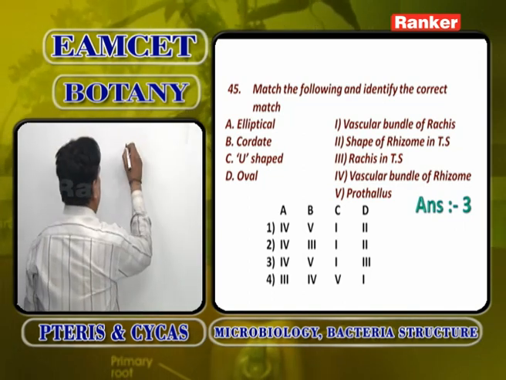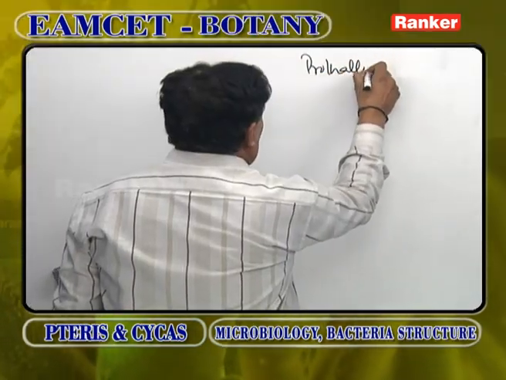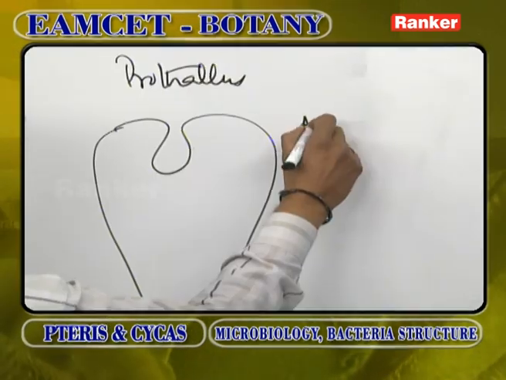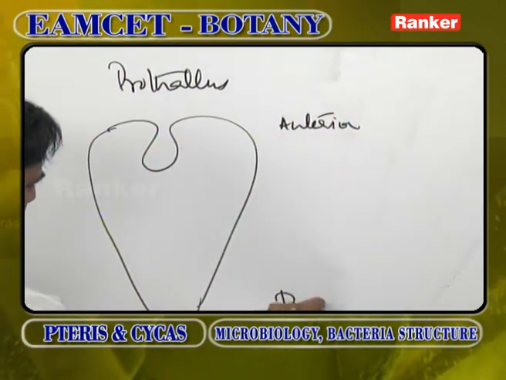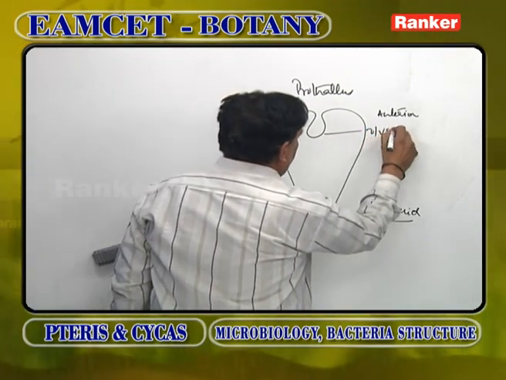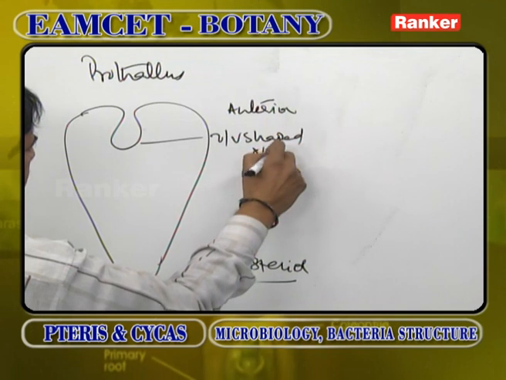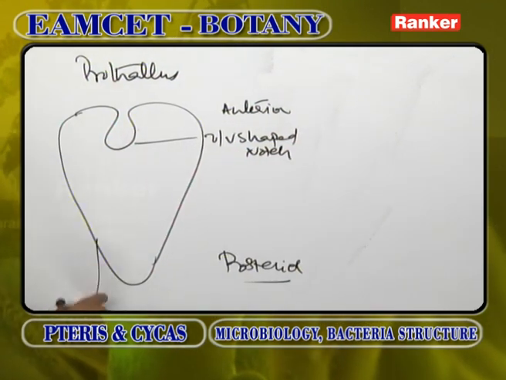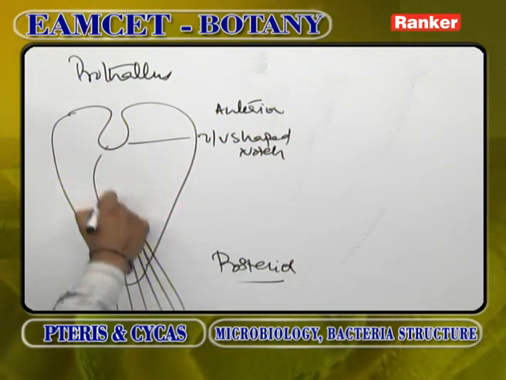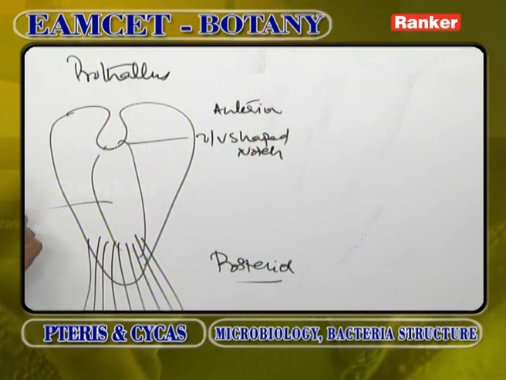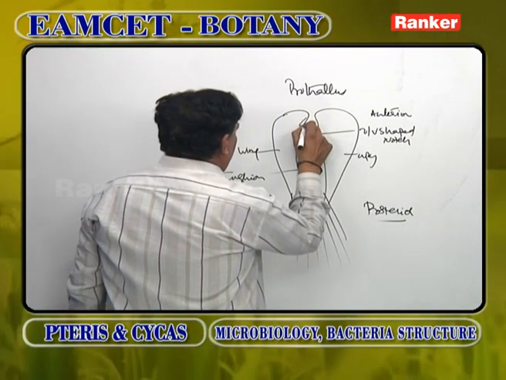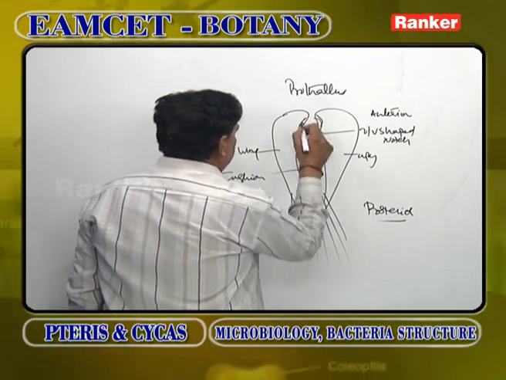So prothallus of Pteris always shows a structure like this. It shows anterior portion and it shows posterior portion. Anterior portion shows U or V shaped notch. Posterior portion is pointed. From the posterior portion, many rhizoids are produced. It shows central cushion-like portion where many tissues aggregate to form a cushion. On both sides, it shows single-celled thick wings. Meristematic tissues are present at the U or V-shaped notch.